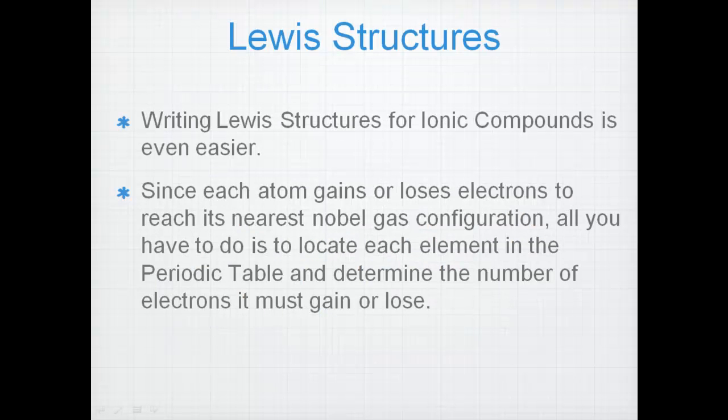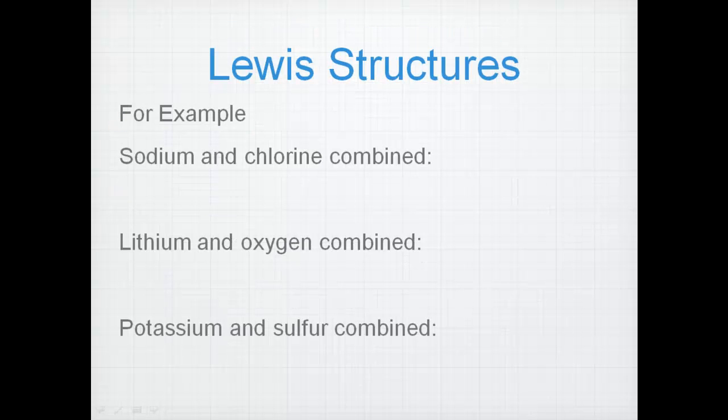Writing Lewis structures for ionic compounds is even easier since each atom gains or loses electrons to reach its nearest noble gas configuration. All you have to do is locate each element in the periodic table and determine the number of electrons it must gain or lose. So here's a few examples.